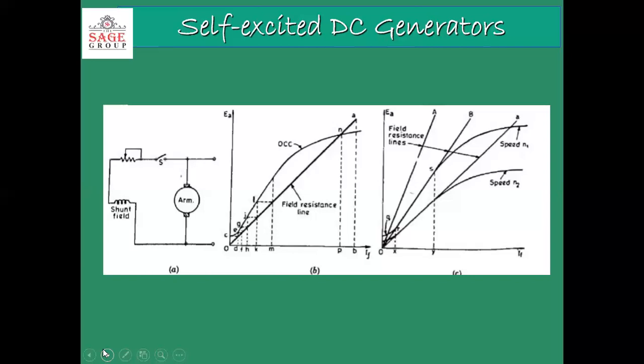If the self-excited generator fails to build up, it may be due to armature speed being less than the critical speed. This trouble can be remedied by increasing the prime mover speed above critical speed.